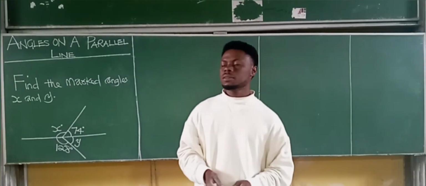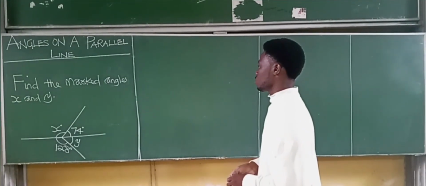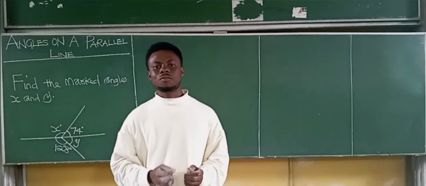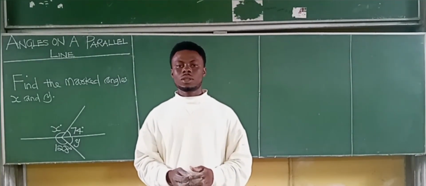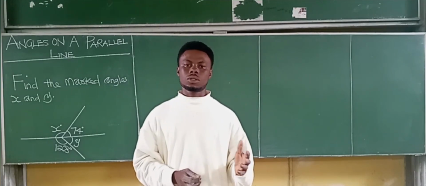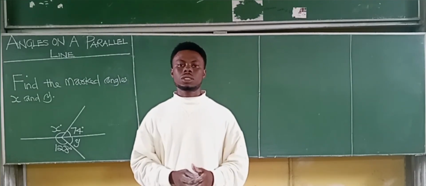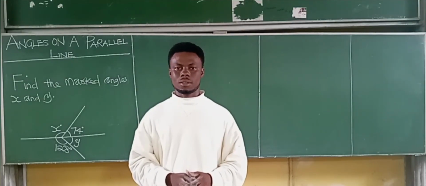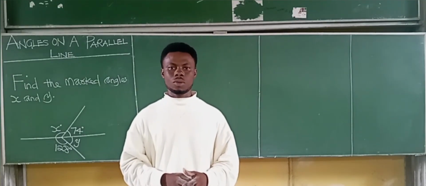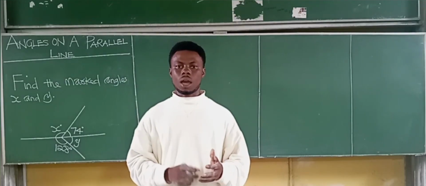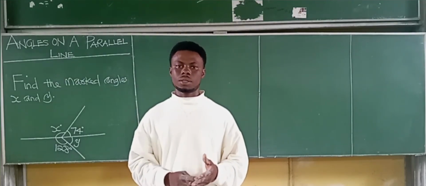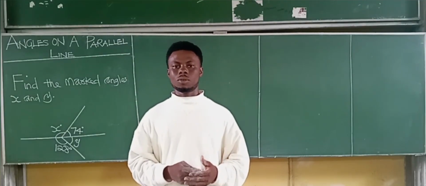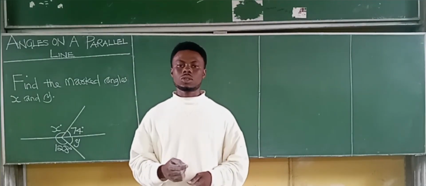Alright, find the marked angles X and Y on the diagram. We can't have a proper understanding without knowing what the types of angles are and also the relationship established between the transversal line and the parallel lines. If you haven't watched our other videos where we talked about the types of angles, acute angles, obtuse angles, complementary angles, supplementary angles, do so, and also subscribe to this channel.